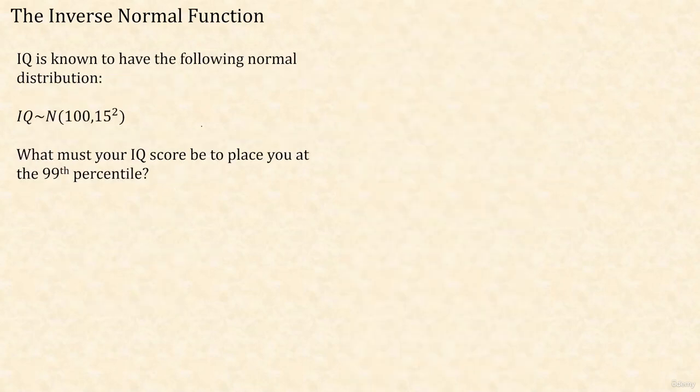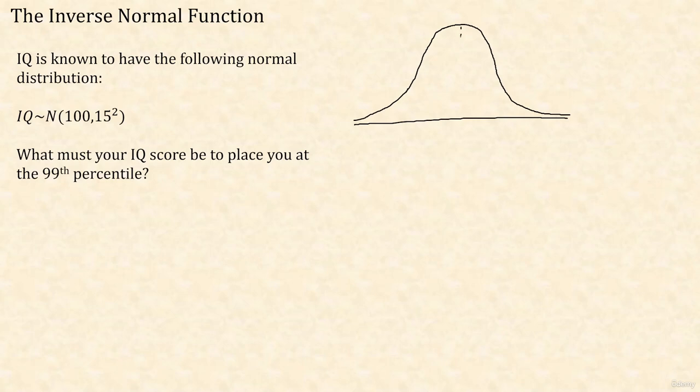Let's have a look at another question. So IQ is known to have the following normal distribution. What must your IQ score be to place you at the 99th percentile? So remember, the 99th percentile is 99% of the way through the data. So that's the top 1%. So that's going to be a distribution with a mean of 100, and the 99th percentile will be way over here. There'll be some region over here that includes 1% of the data, and this is the mark. So let's just mark that with an X. So our job is to find the Z value that corresponds with the top 1%.